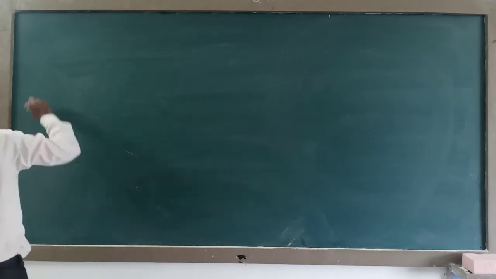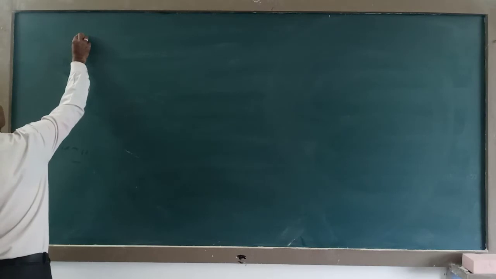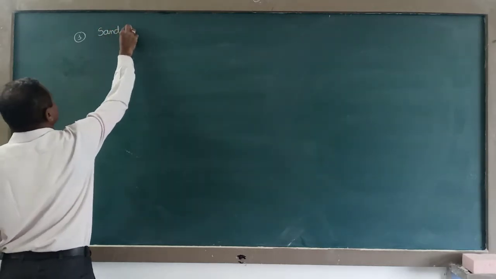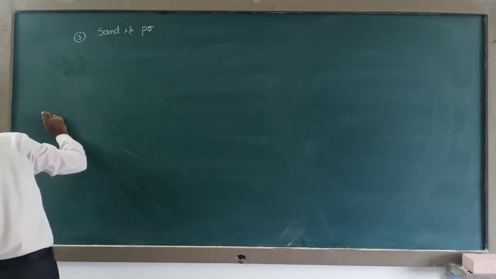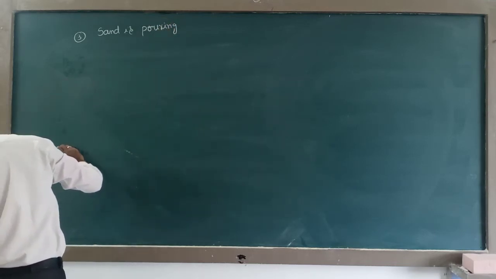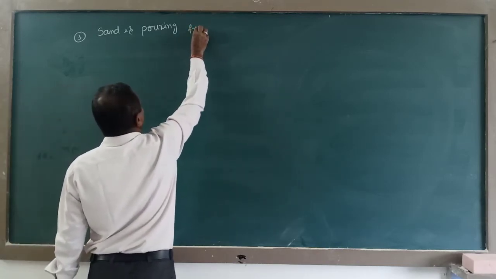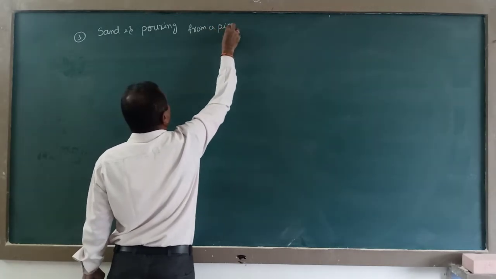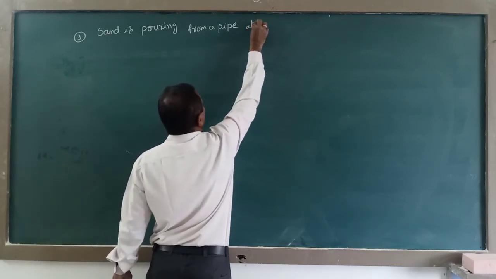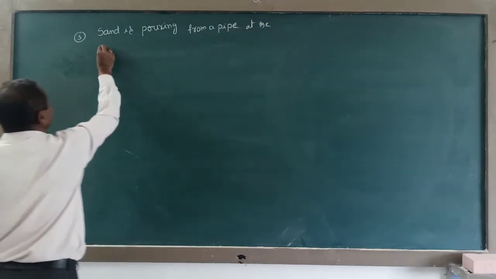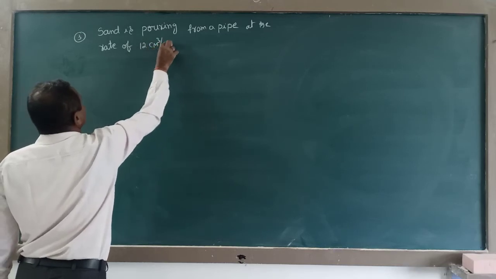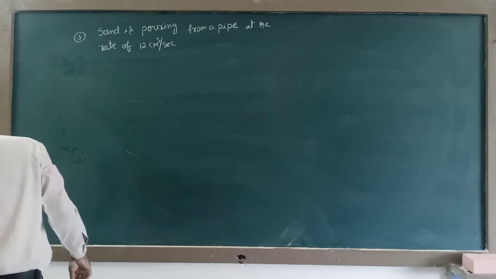Next question is, sand is pouring from a pipe at the rate of 12 centimeter cube per second.